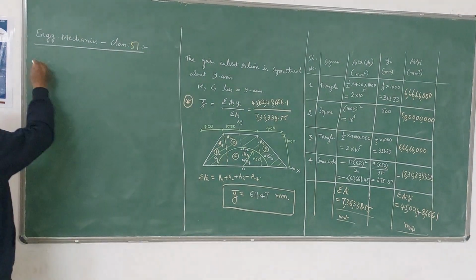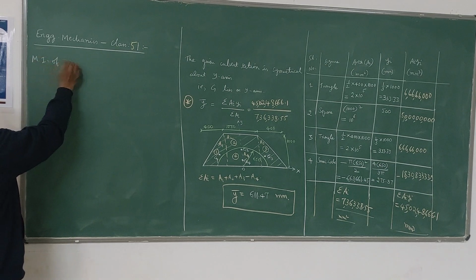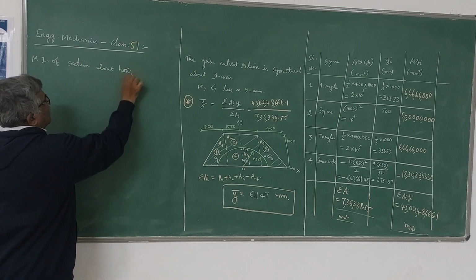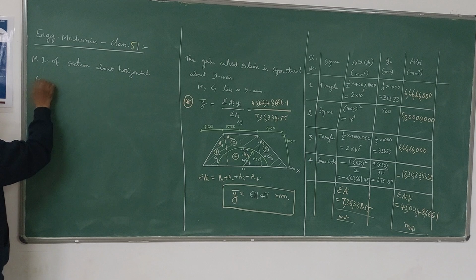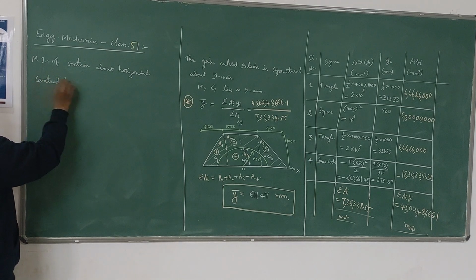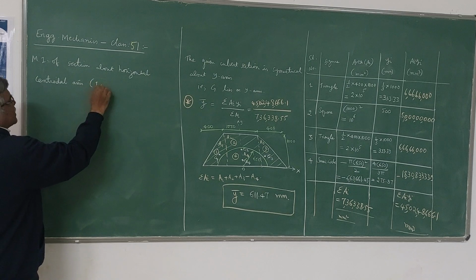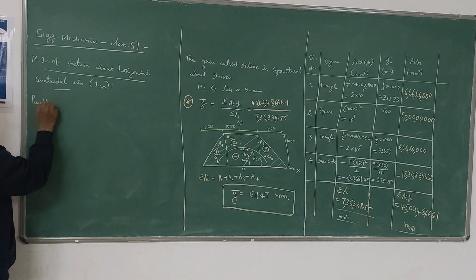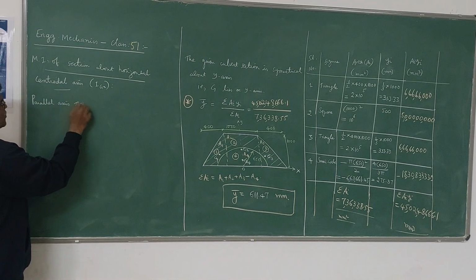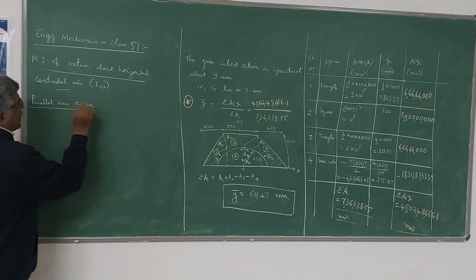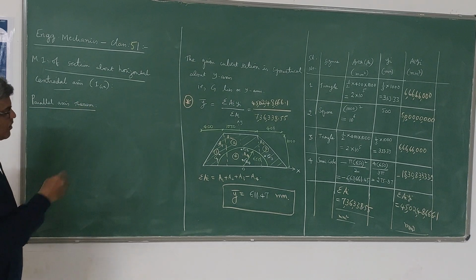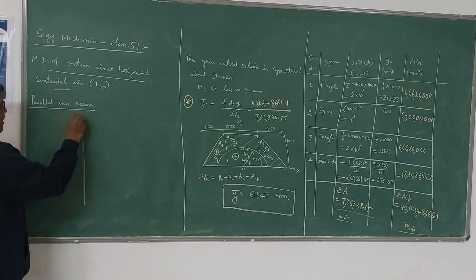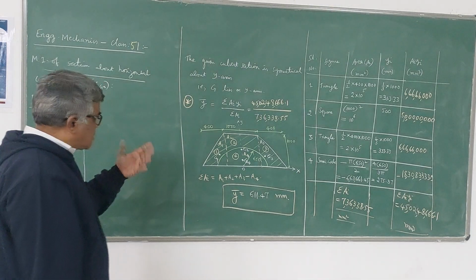I will use the moment of inertia of the section about the horizontal centroidal axis, that is IXX. We have to find it out using the parallel axis theorem. Now I will just write down the distances, only distances. Since he has asked about the horizontal centroidal axis, the distances will be vertical.